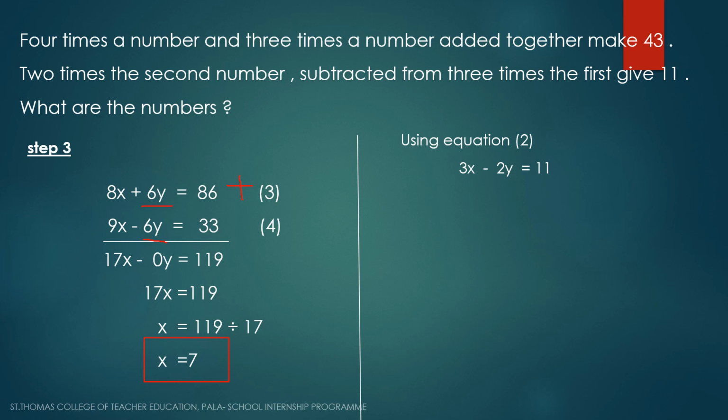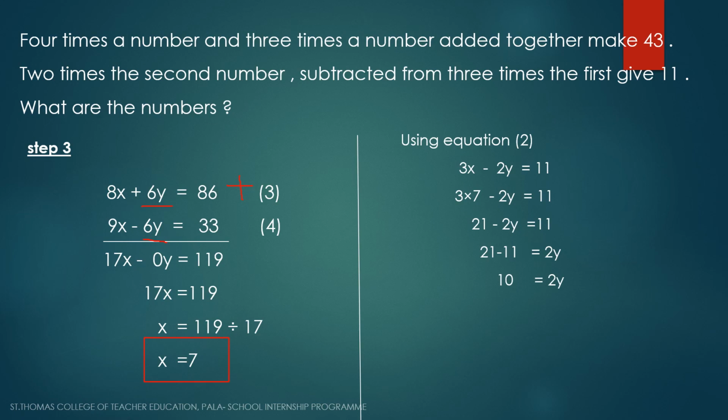Now, what are you going to do next? Replacing x with 7. So what do you get? 3 into 7 minus 2y equal to 11, isn't it? Okay, good. Now tell me the next step. Yes, 21 minus 2y equal to 11, isn't it? Now I need to know the next step. What is 2y? Tell me. 2y is 21 minus 11, isn't it? Okay. What is 21 minus 11? 10. So we get 10 equal to 2y.